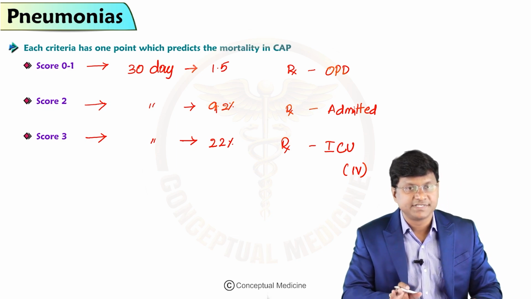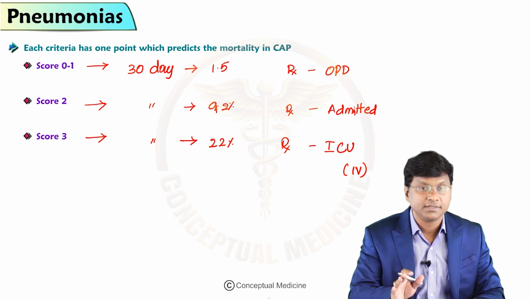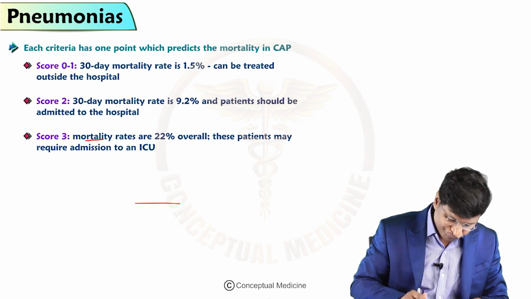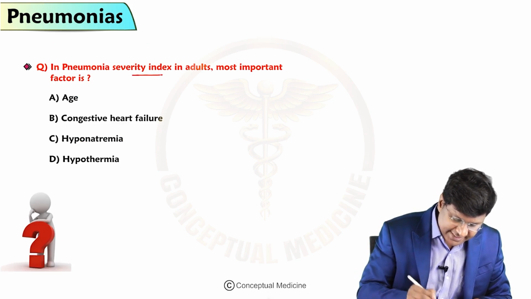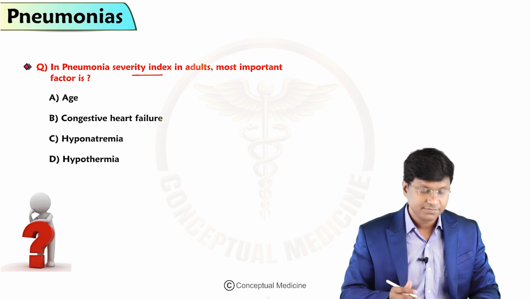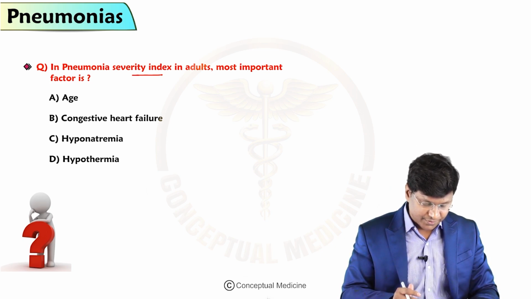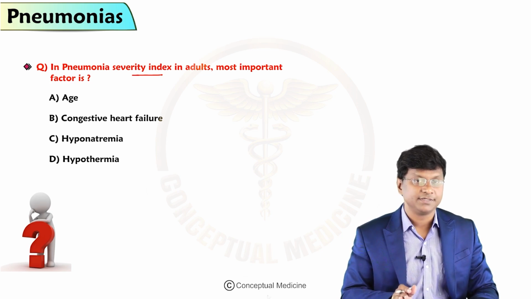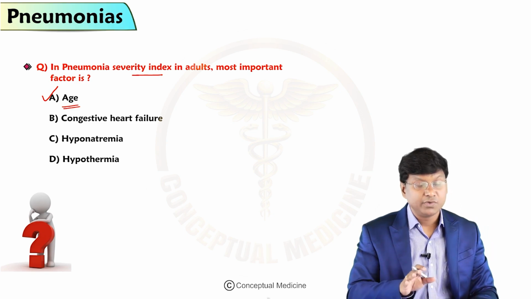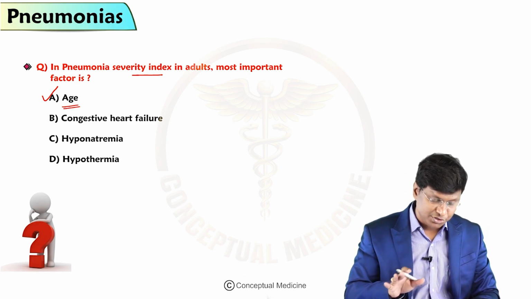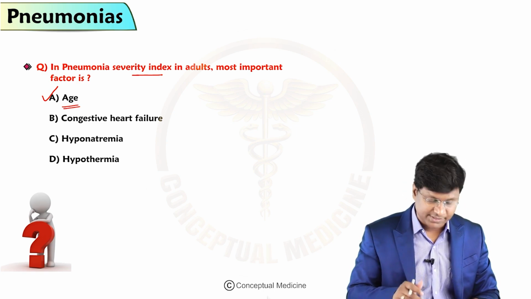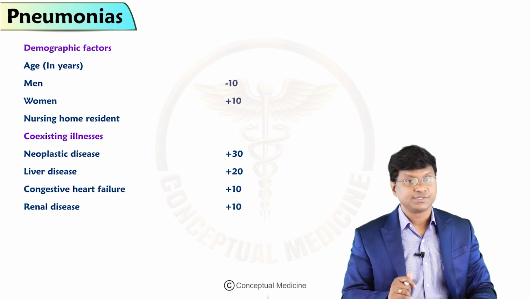Now, apart from CURB-65, we have another important scoring system for assessing the severity, that is the pneumonia severity index. In the pneumonia severity index in adults, the most important factor is age, congestive heart failure, hyponatremia, hypothermia. The answer to this question is the age of the individual. Now let me tell you what are all the various parameters which we take in the pneumonia severity index. These are all the parameters, right?